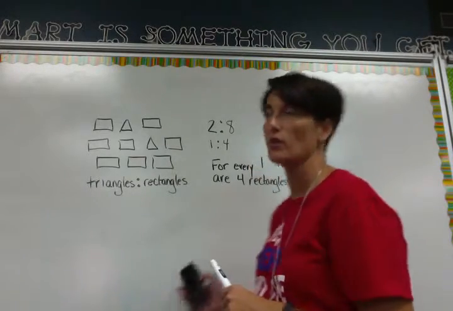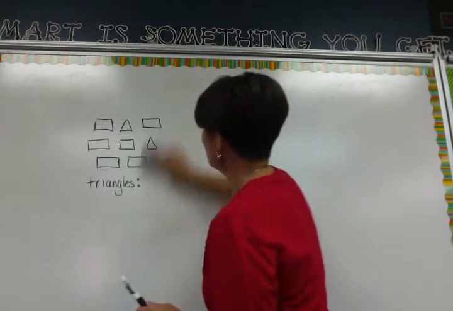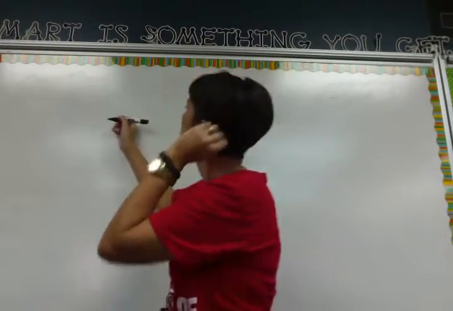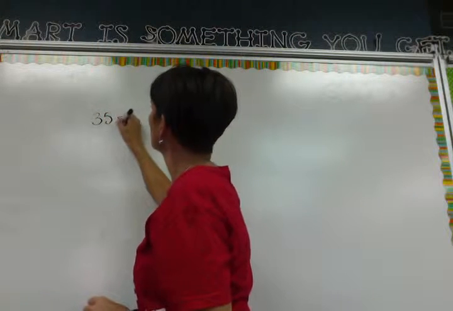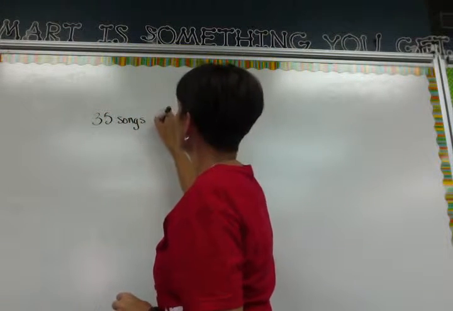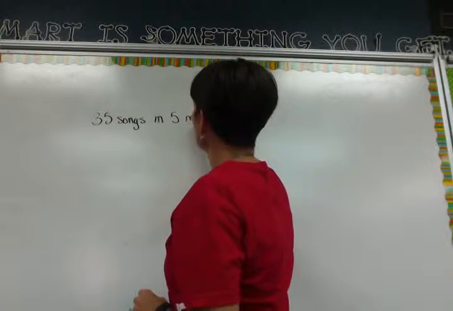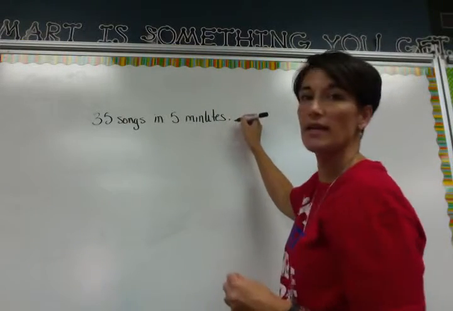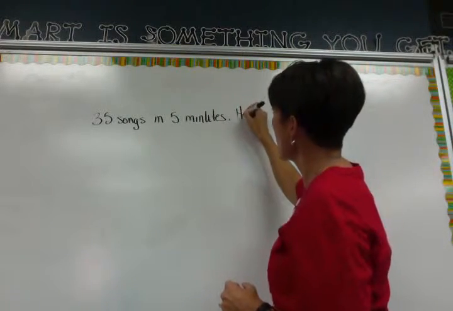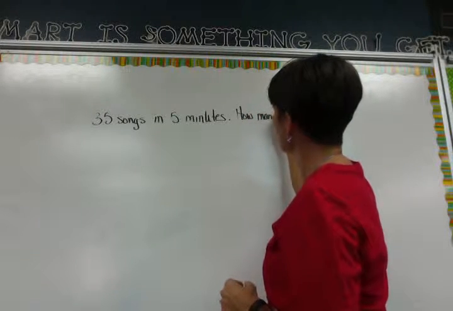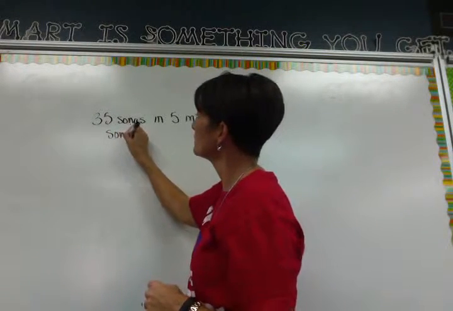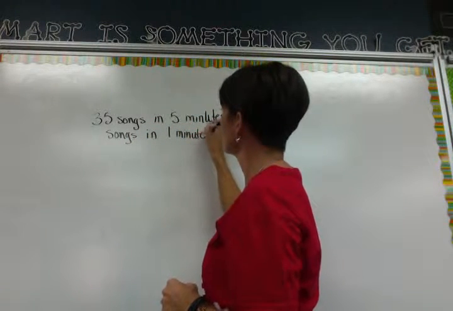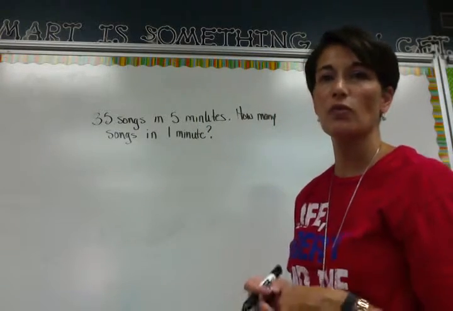So now let's take an example of what a rate is. So let's look at a rate. We'll just write it out as 35 songs in 5 minutes. Okay, and we're going to actually take this, we're going to write it as a rate, and then we're going to figure out how many songs in 1 minute.